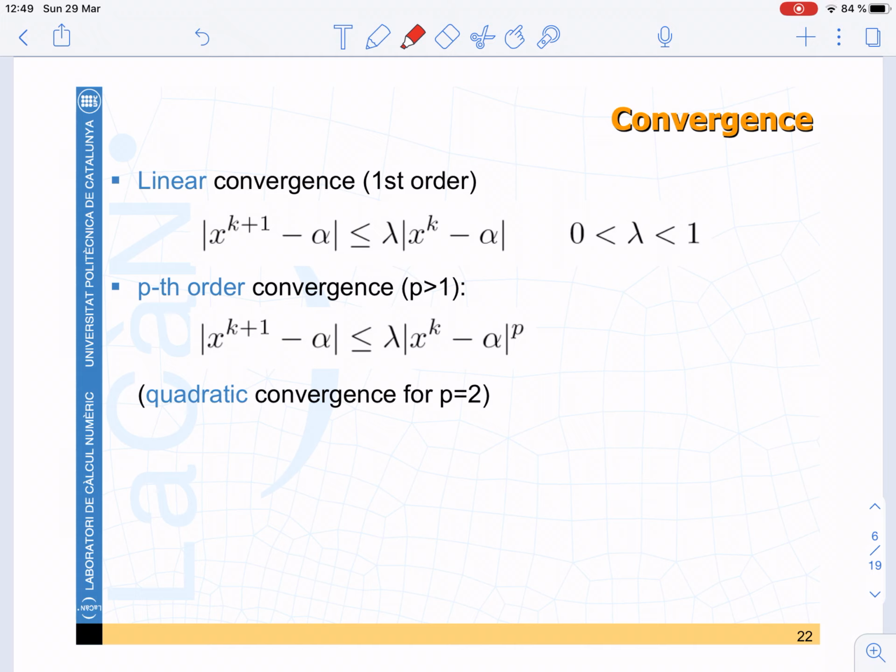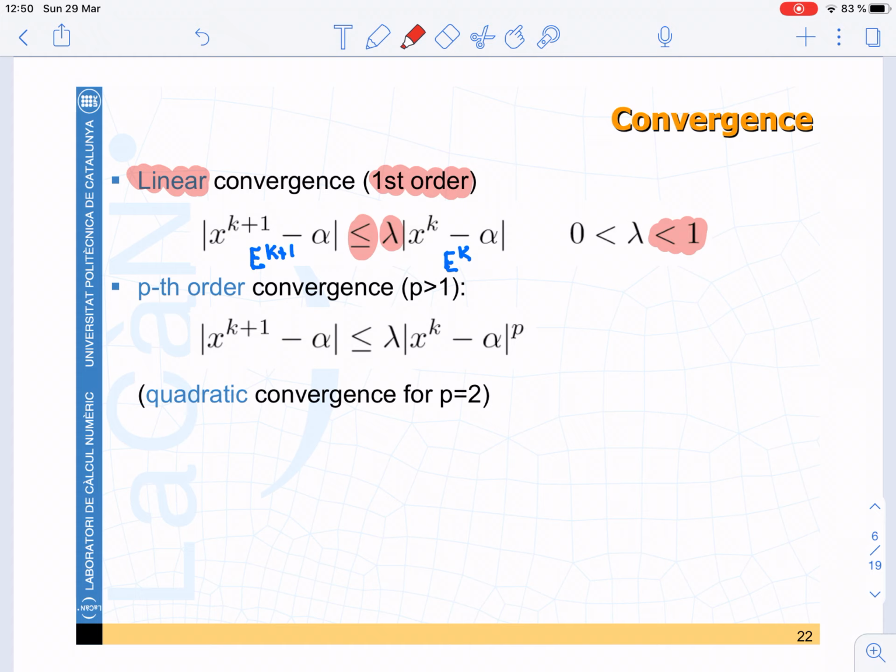Some definitions regarding order of convergence. We say that a sequence of numbers x_k converges linearly, that is, with first order, to alpha, if the error k+1 and the error k are bounded like that for a lambda that is smaller than 1. Indeed, we need a lambda smaller than 1 to ensure that the errors decrease.